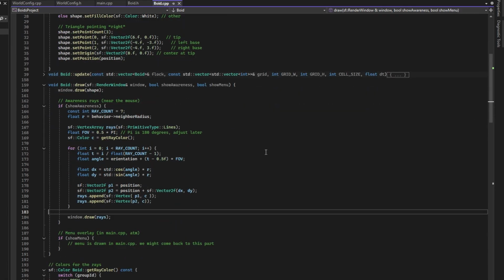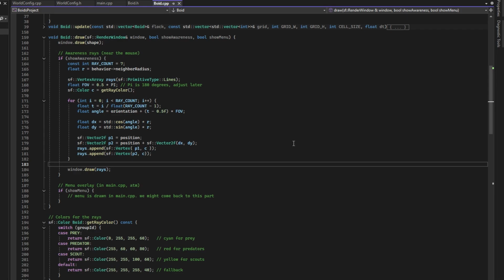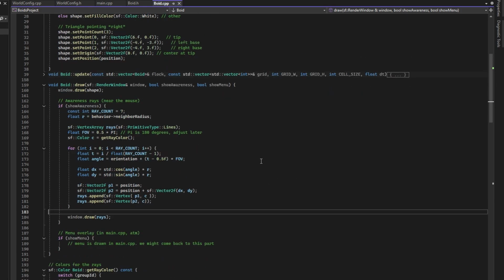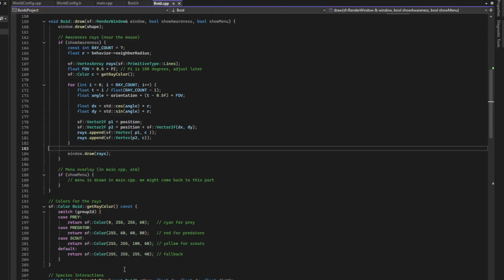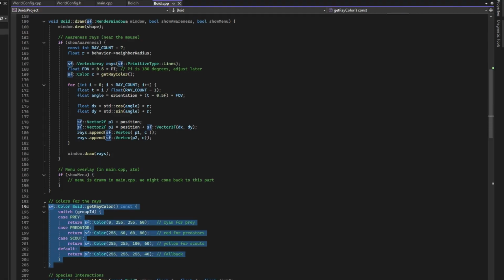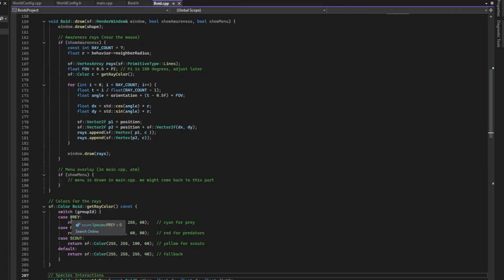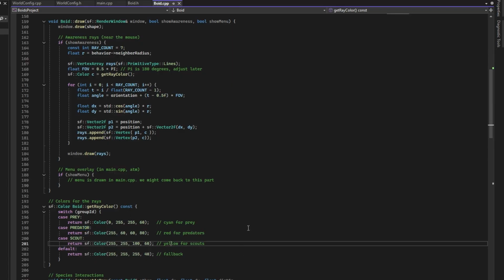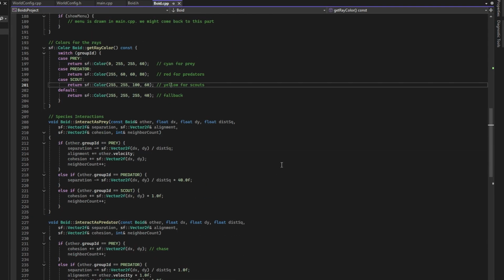And then the awareness rays are also dependent on their species. And that, I set that here in its own function, so that depending on which species they are, they get a different color set of awareness rays. This is where the species interactions come in.